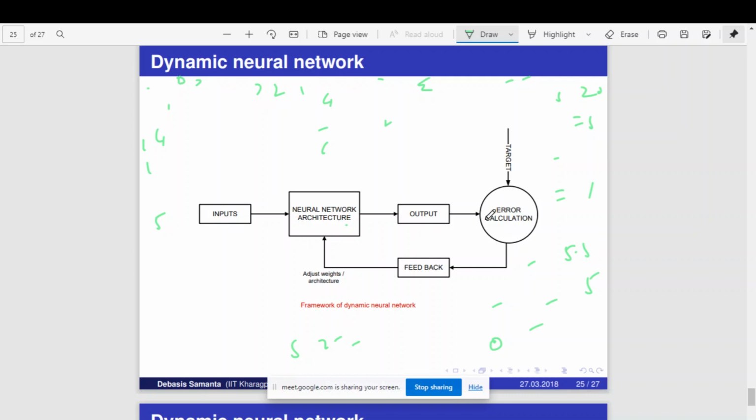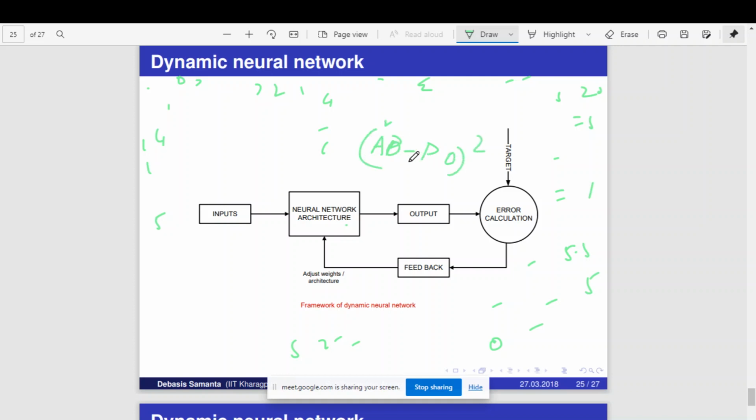Now based on the output we calculate the error. So what is calculating error? You just subtract the predicted output from the actual output. Sometimes we calculate something called the squared error difference. In that case, it is the actual output, we'll call it AO, minus predicted output, and we take the whole square.